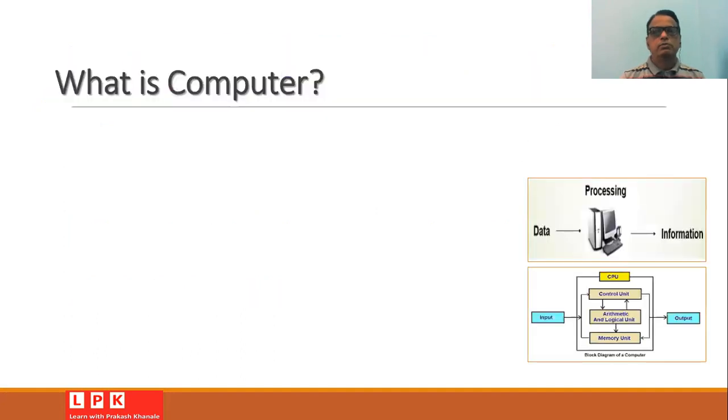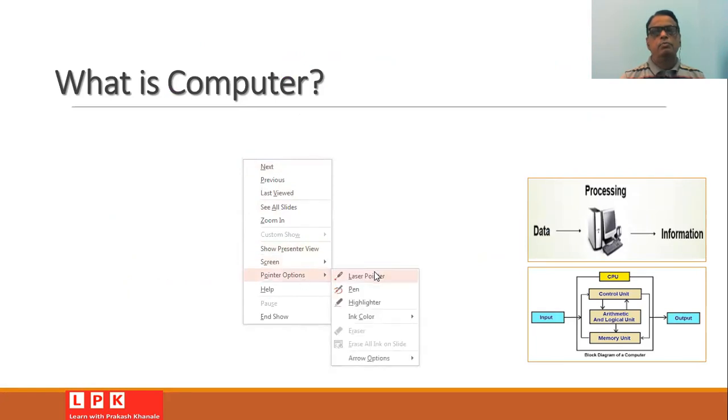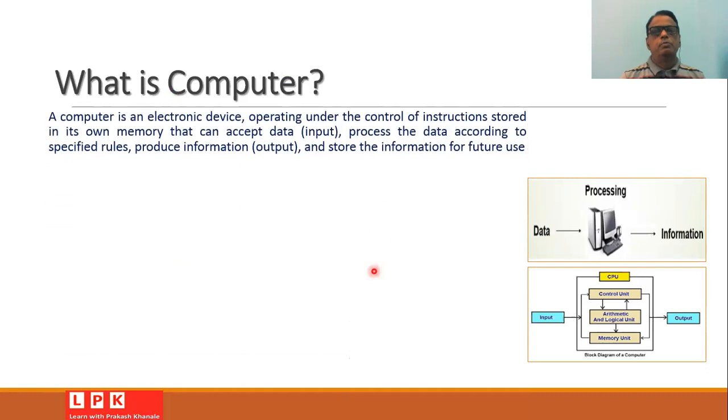So let us start the session with the question, what we mean by a computer. Computer, you can say, is a digital electronic device or digital electronic machine. And this machine will be operated under the control of the instructions. So we need to feed some instructions to the computer system. And these instructions are stored in the memory of computer system. So it has a memory where we can store the instruction and the input data.